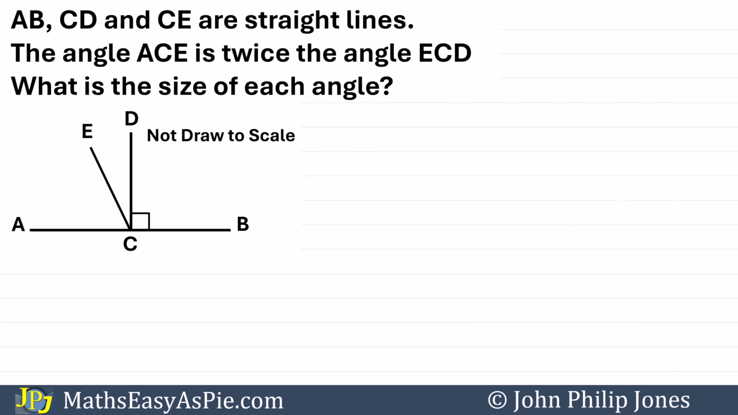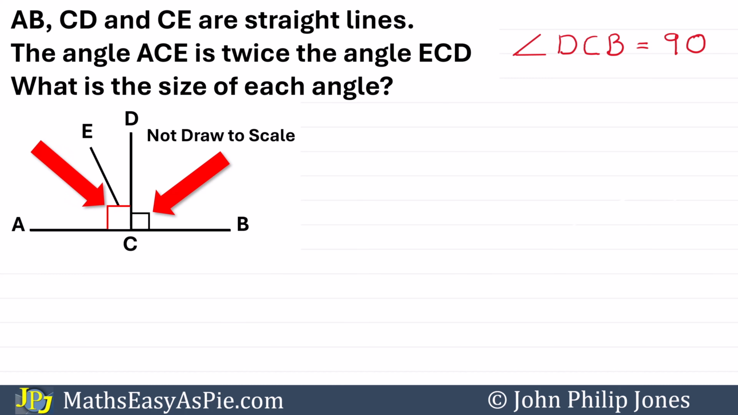Well, let's consider this angle here, which is angle DCB. We can see from the sketch that that is 90 degrees. So if you look to the top right corner, you can see I'm saying angle DCB is 90 degrees. If this is 90 degrees, then we know that this here is also 90 degrees. So again, if you look to the top right corner, you can see I'm saying that angle ACD is 90 degrees.